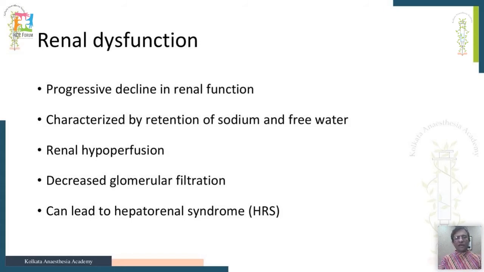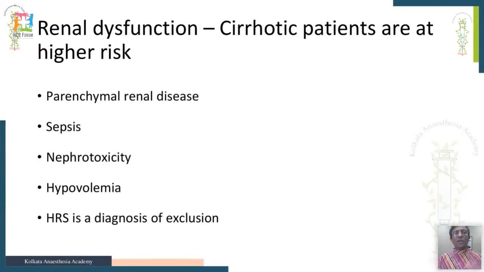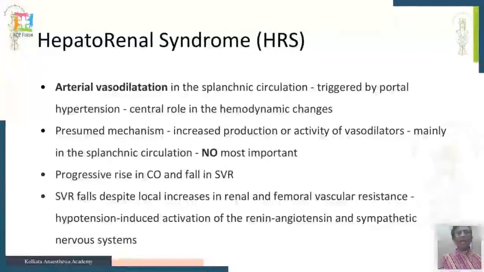There is decreased glomerular filtration, and this leads to what is, again, a favorite of examiners, both in oral and in theory, hepatorenal syndrome. But hepatorenal syndrome is a diagnosis of exclusion. There could be other reasons for renal dysfunction in patients with cirrhosis, per se parenchymal renal disease, sepsis, nephrotoxicity, and hypovolemia. In hepatorenal syndrome, the pathogenesis is an arterial vasodilatation in the splanchnic circulation triggered by this portal hypertension.